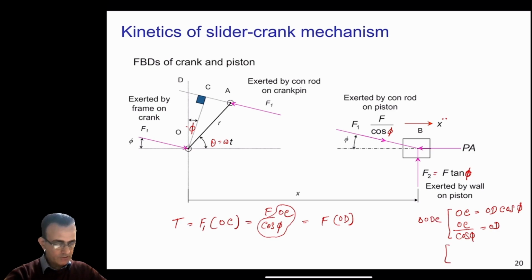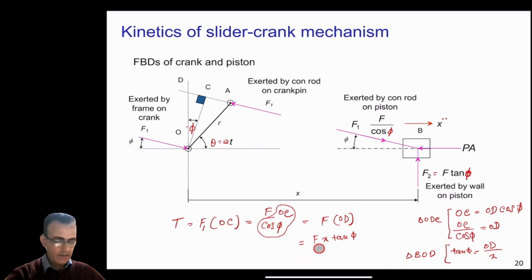And now if you consider triangle BOD, so in triangle BOD, if you want to calculate the tangent of phi, the tangent of phi will become equal to OD divided by X here. So this means that we can replace OD with X tangent phi here. So this will become F times X tangent phi.